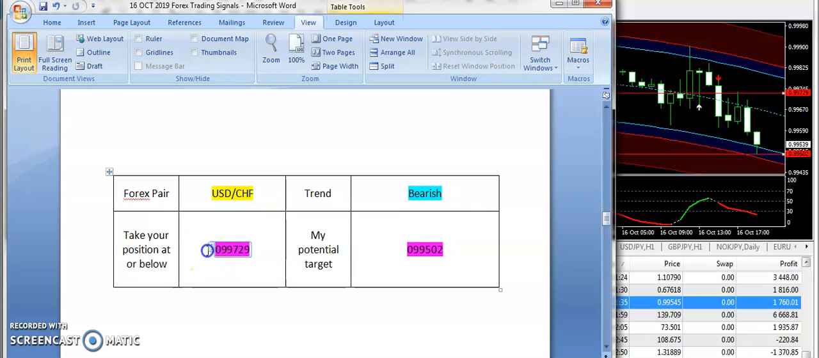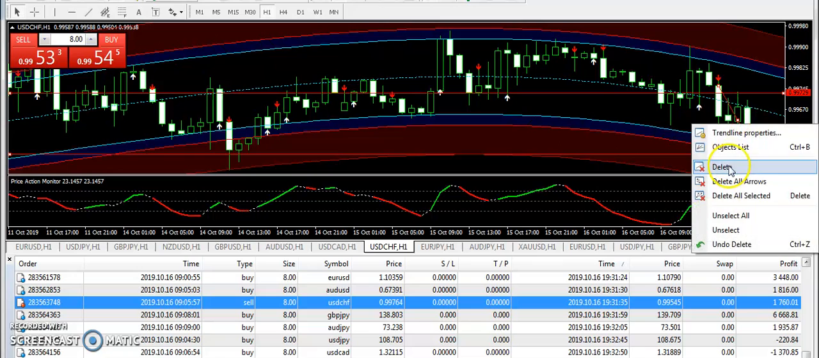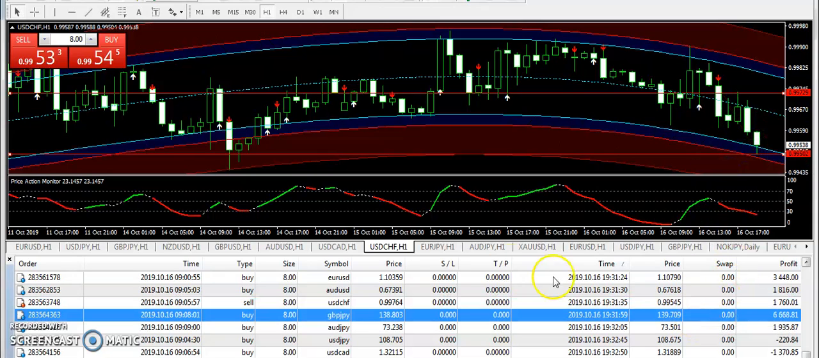Next we are going to talk about a drop that we have seen today on USDCHF, and USDCHF with a bearish expectation from our side from 0.99729 and 0.99502 was the target price. And guys, you can see the drop was big and it hit the target price with no problem. So congratulations to all traders who have followed my signals. They must have ended up with very good profits.